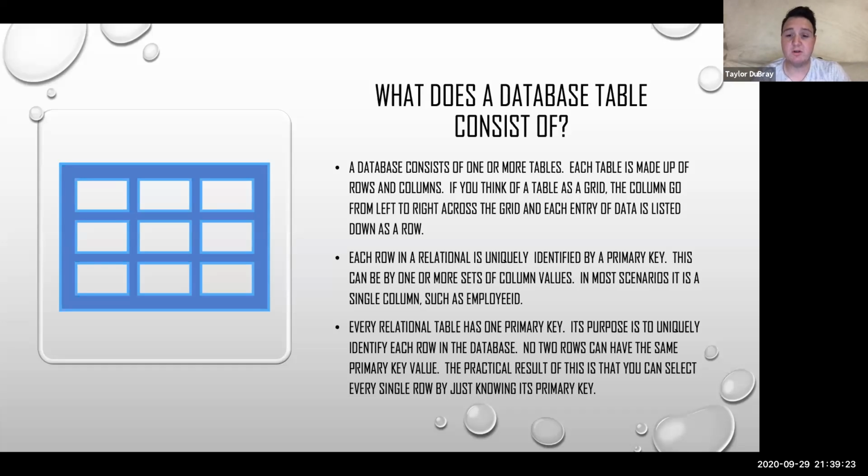Each row in a relational database is uniquely identified by a primary key. This can be one or more columns' values. In most scenarios, it is one single column, such as an employee ID. Every relational database table has a primary key. Its purpose is to uniquely identify each row in a database. No two rows can have the same primary key value. The practical result of this is that you can select every single row by just knowing the primary key. Let me go into a little detail.